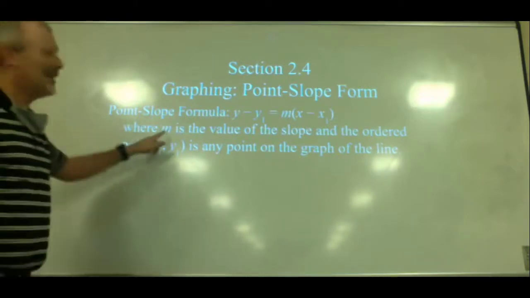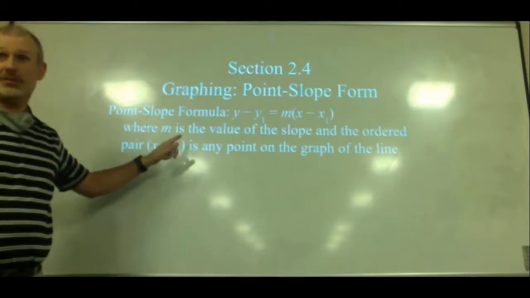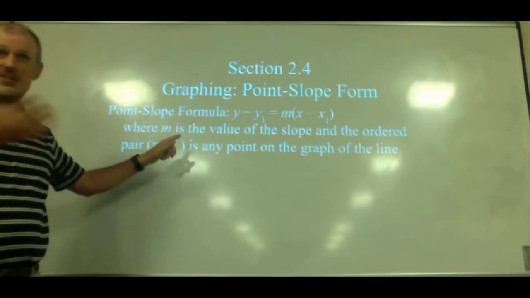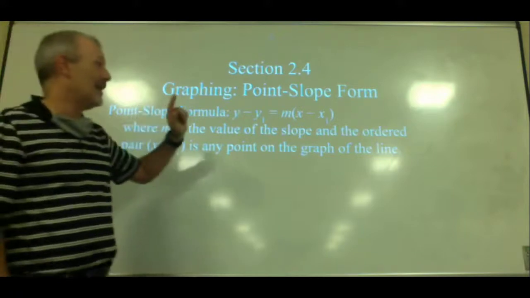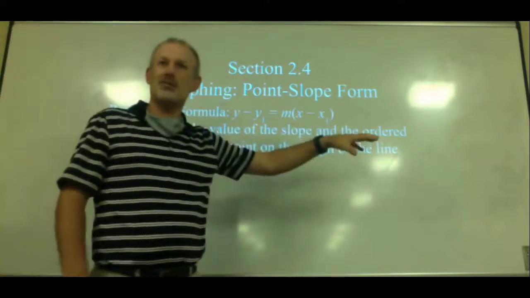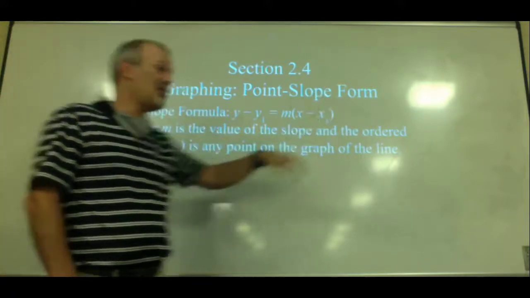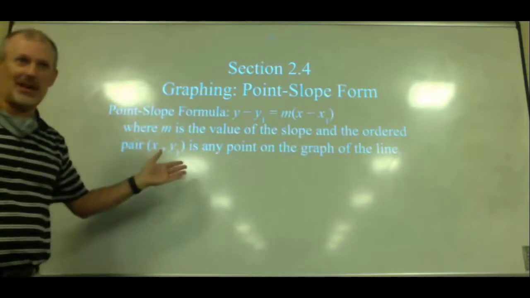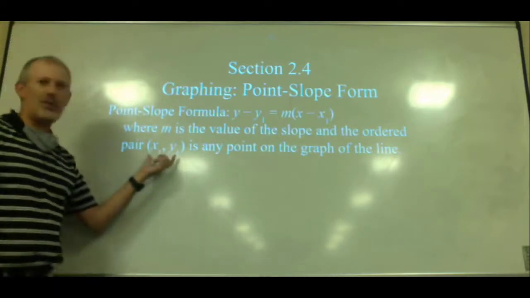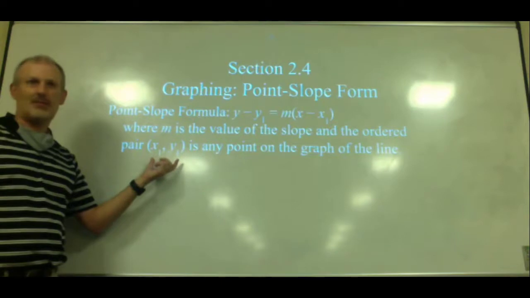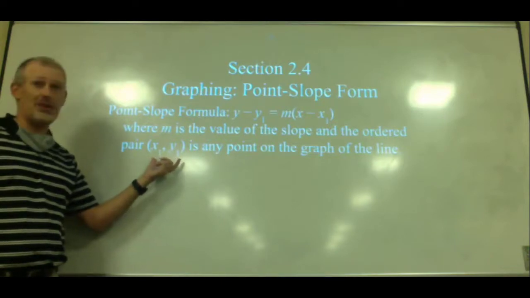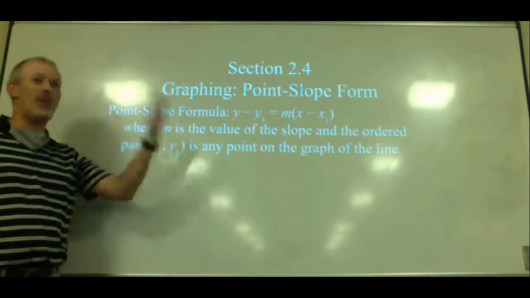So m again stands for slope, the value of the slope. That didn't change. m is still the slope, and we still need to know that. And then we don't specifically need the y-intercept. We just need any point that's on the line. And that point we're going to represent with the ordered pair here, x sub 1 and y sub 1. So just any point that's on the line.